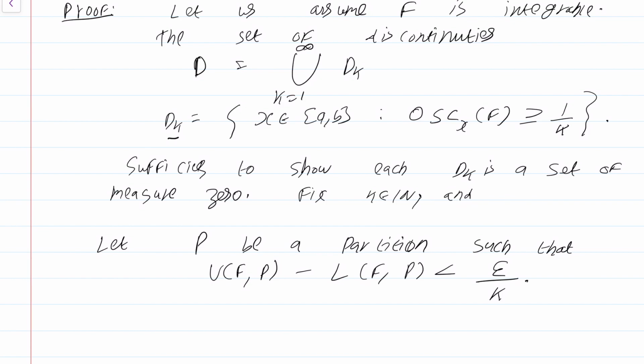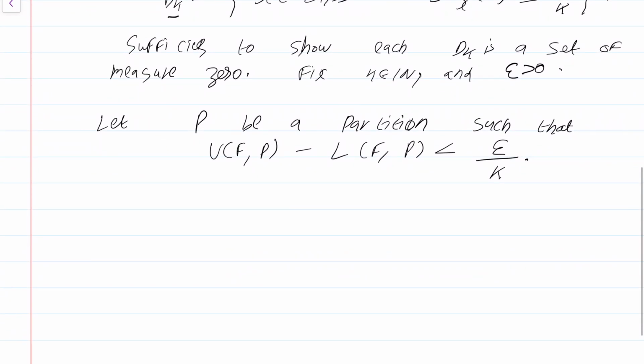And epsilon greater than 0. We can find a partition such that U of f,P minus L of f,P is less than epsilon by k. This is because we are assuming that the function f is Riemann integrable. Okay, how does this help? What is U of f,P minus L of f,P?